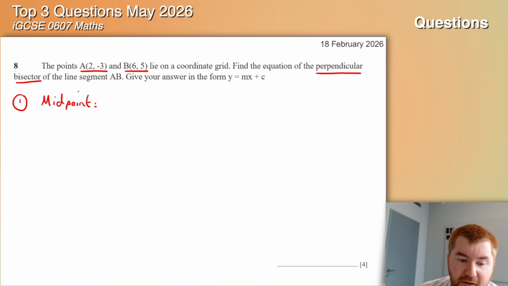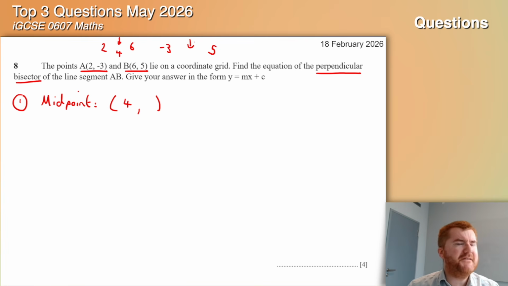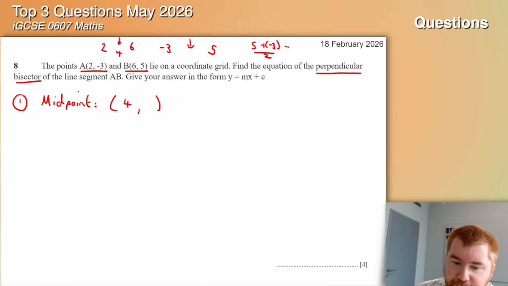Now, how do I find the midpoint of 2 coordinates? It's really easy. We just look at 2 and 6. What's halfway between the x-coordinates? Well, that's going to be 4. If I take minus 3 and 5, what's halfway between them? That's harder to visualize. So if you do find that quite difficult to do, which is perfectly fine, you can just do 5 plus minus 3 divided by 2. That gives us 2 divided by 2, which is equal to 1. So we can find the midpoint.